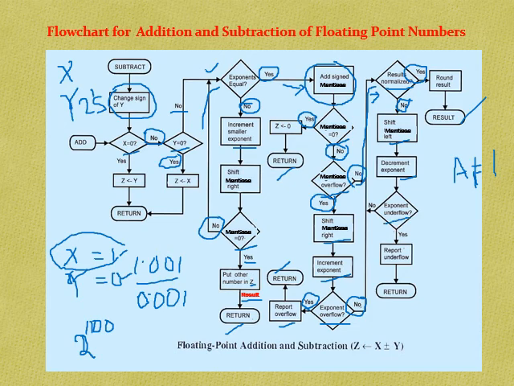Now we have to check the exponent underflow. Underflow means the value of the exponent is very small. If it is very small, yes, then report underflow and there is no result, that is an error in the result and the operation will be terminated. Now if the exponent underflow is not there, no, then again we will go here and go for the normalization. After that we'll get the final result.